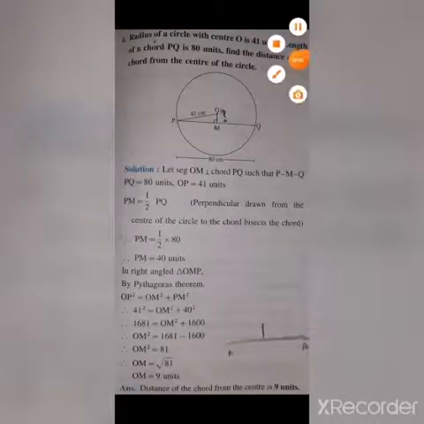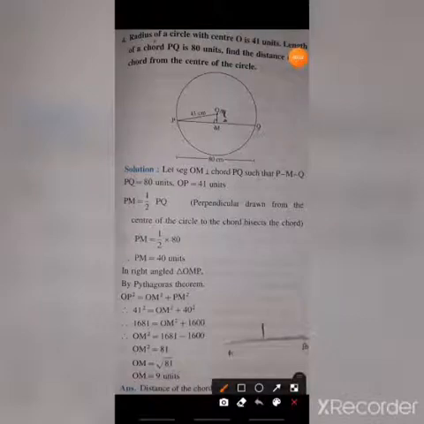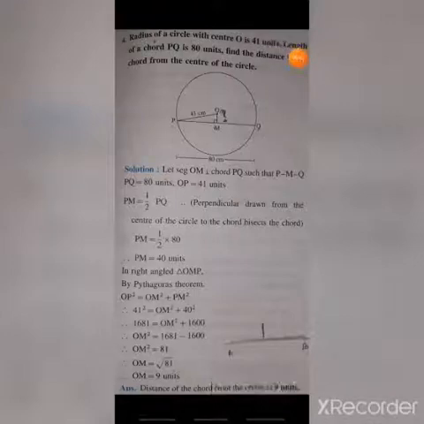Okay, good morning students. Today we are going to start chapter number 6, circle. In the last lecture we already solved the first, second and third questions. This one is the fourth question.